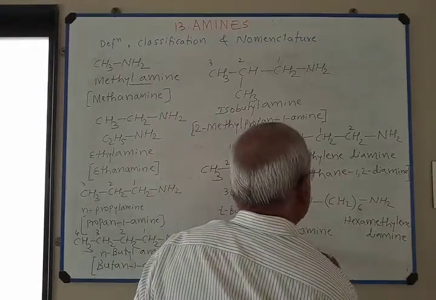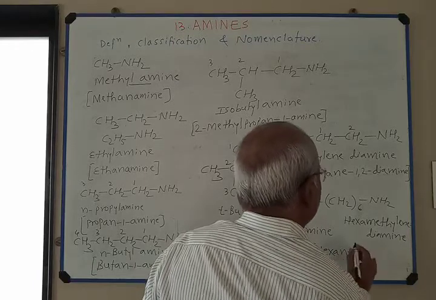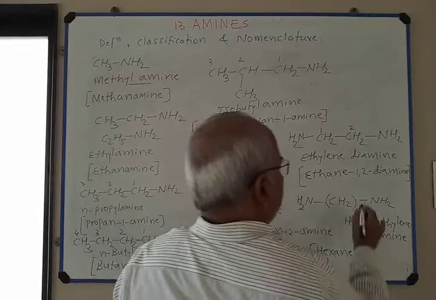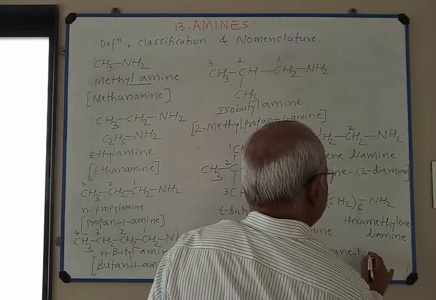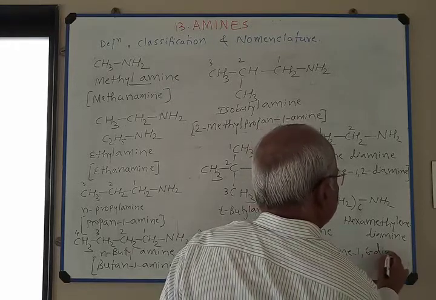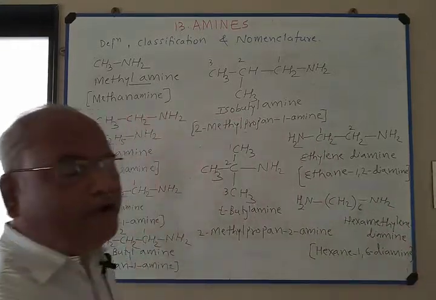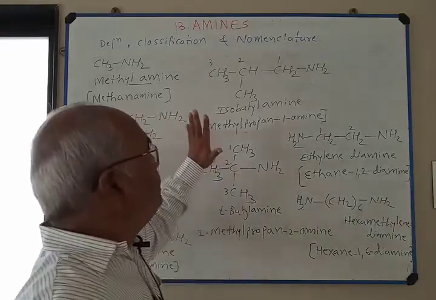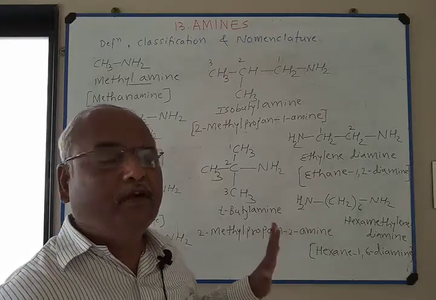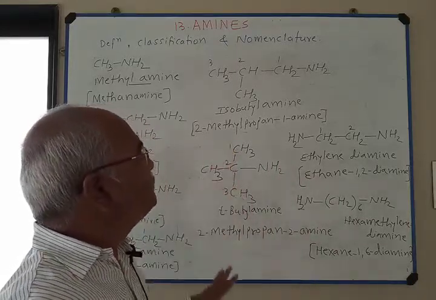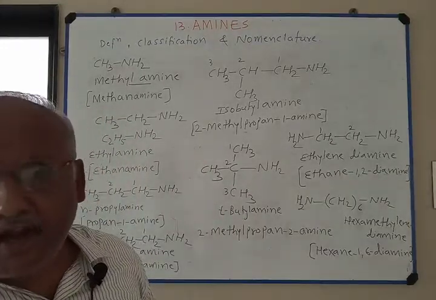How to write IUPAC name? Hexane. At one position NH2 group is present, at sixth position NH2 group is present, hexane-1,6-diamine. So I have explained nomenclature of primary amines. I explained with different type of examples. You note this, then we shall discuss nomenclature of secondary and tertiary amines.